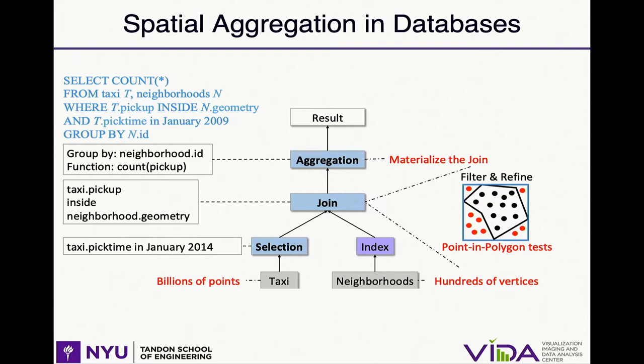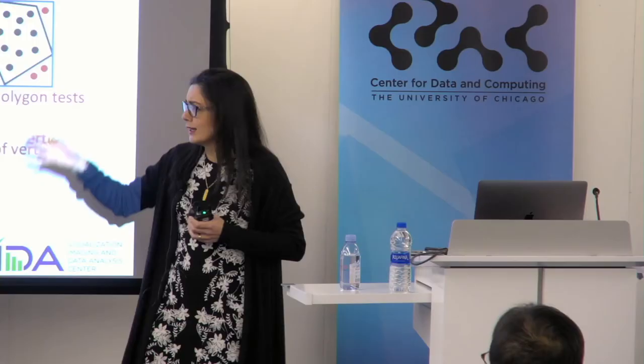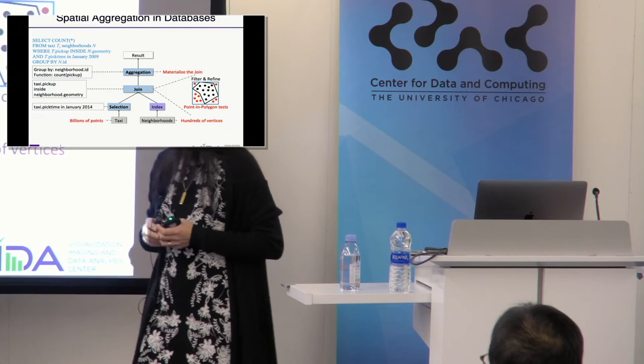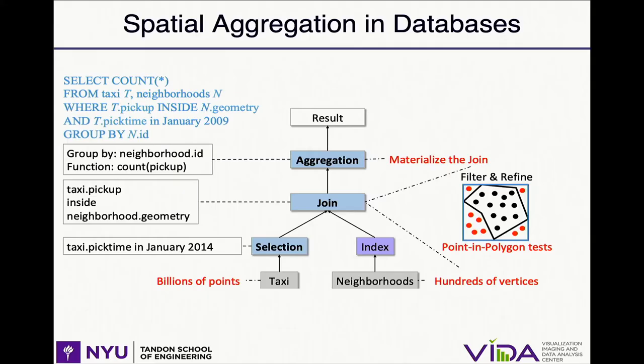So let's look at just the example of the taxi data. You can have billions of points in the taxi data. There are about 500,000 taxi trips a day in New York City, and I think this data has about 5 years of taxi data. You have a large number of neighborhoods, and the neighborhoods in New York City are complex polygons that often have hundreds of vertices. To build that heat map that I showed before, what you need to do in a database is join the points for the taxi trips with these neighborhoods.